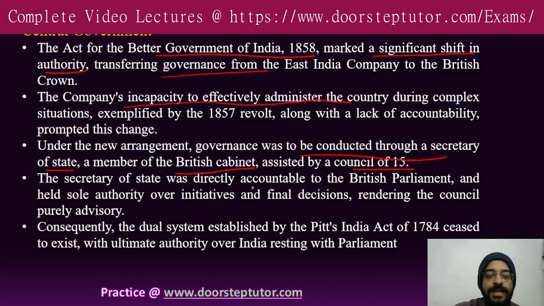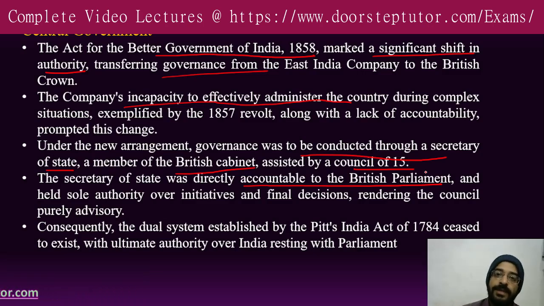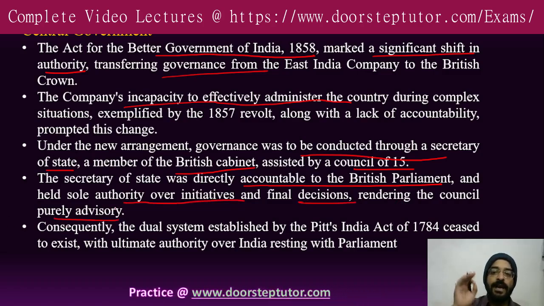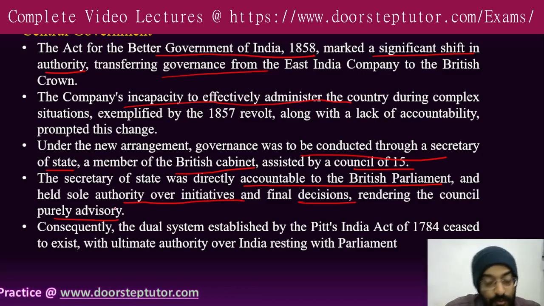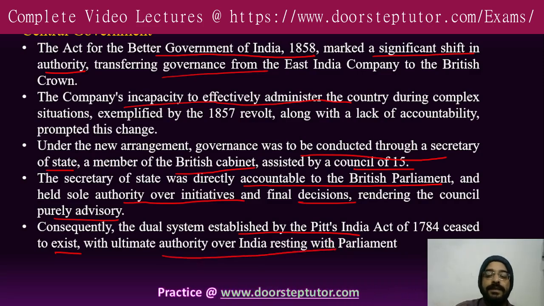The Secretary of State was directly accountable to the British Parliament. He will have to report to the British Parliament. These reports will be laid on the floor of the British Parliament, and he held sole authority over initiatives and final decisions, rendering the council purely advisory. The role of the council was advisory in nature. They can only give advice. They cannot make any rules and laws, which will be made by the British Parliament only. Consequently, the dual system established by Pitt's India Act ceased to exist, with ultimate authority resting with the Parliament of Britain.